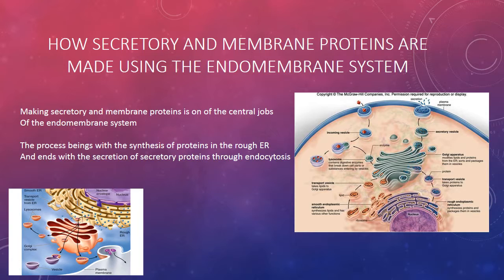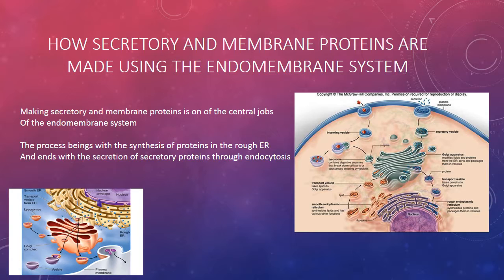How secretory and membrane proteins are made using the endomembrane system. One of the central jobs of the endomembrane system is the production of secretory and membrane proteins. To begin this, proteins are first synthesized in the ribosomes on the rough endoplasmic reticulum. After their synthesis, the proteins are then taken by vesicles to the Golgi apparatus.